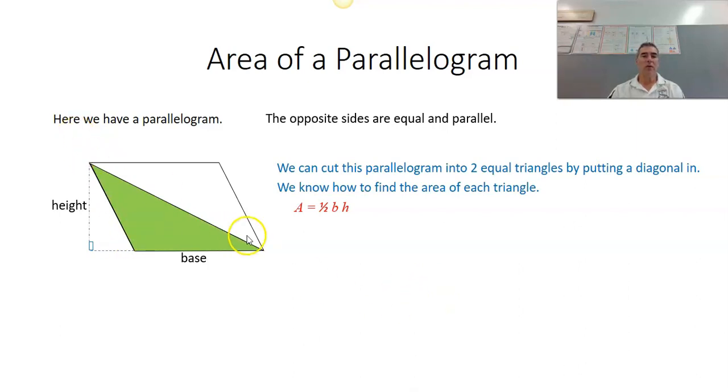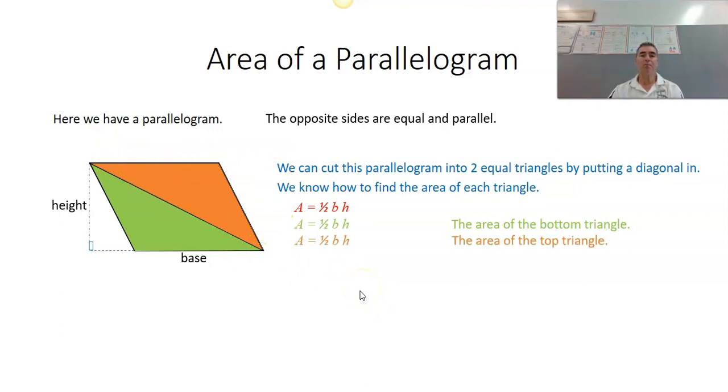So we have a look at this bottom triangle, and in my previous video we showed that the area, regardless of whether the height's on the inside or outside, is a half times base times height. I'll do that one in green because we're looking at that triangle there. And then we're going to look at that upper triangle there, remembering that its area is a half times base times height, and I've got that in orange. And if we want to find the total area of a parallelogram, then we just add these two areas up.